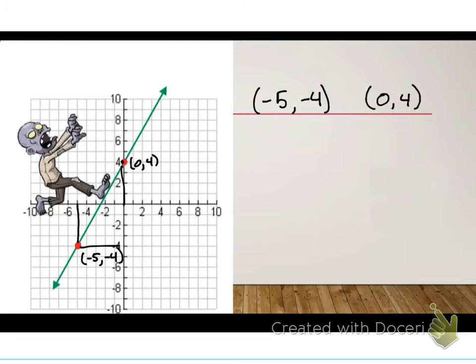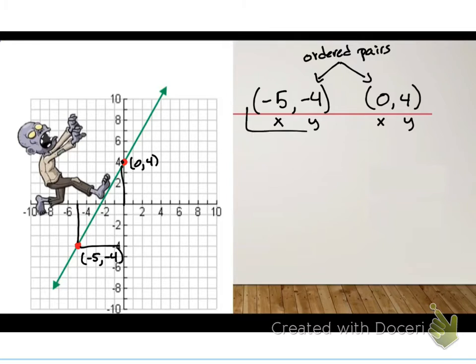Okay. We're going to list out our ordered pairs. These are our ordered pairs. And we're going to label them x, y, x, y. So I know this is an x, this is a y. I know this is an x, and this is a y. Right.